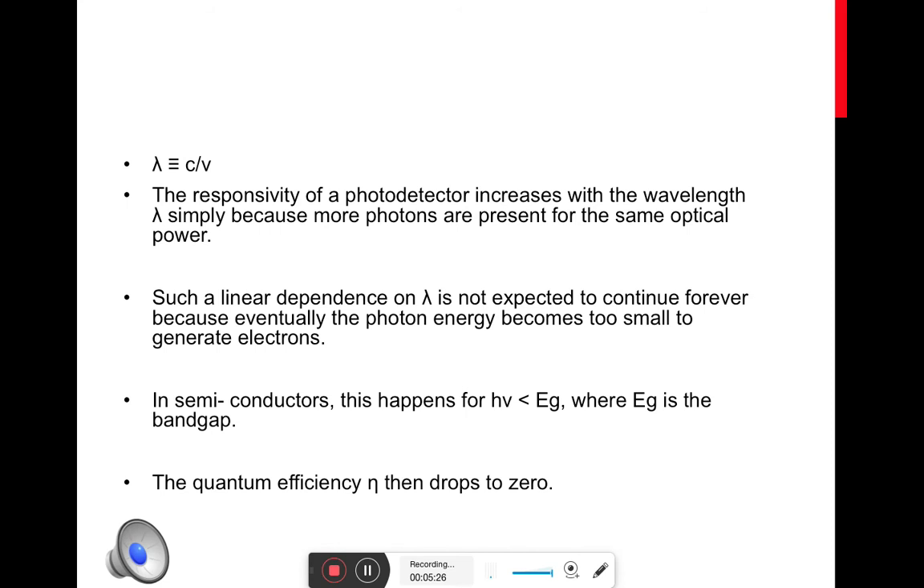And this generation of electrons and hole pairs happens only when the incident photon has an energy greater than the band gap. The band gap is denoted by Eg. So in the cases where the incident photon doesn't have energy greater than the band gap energy, there is no electron hole generation. The photocurrent is also negligible. As a result, the quantum efficiency drops to zero.